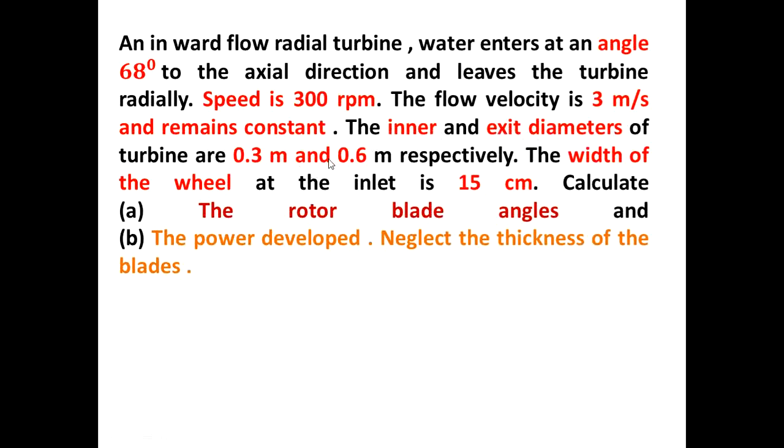In the turbine, always the exit velocity at the outer diameter is greater than at the inner diameter, and the width of the wheel at inlet is 15 cm. Calculate the rotor blade angles and power developed. Neglect the thickness of the blades.